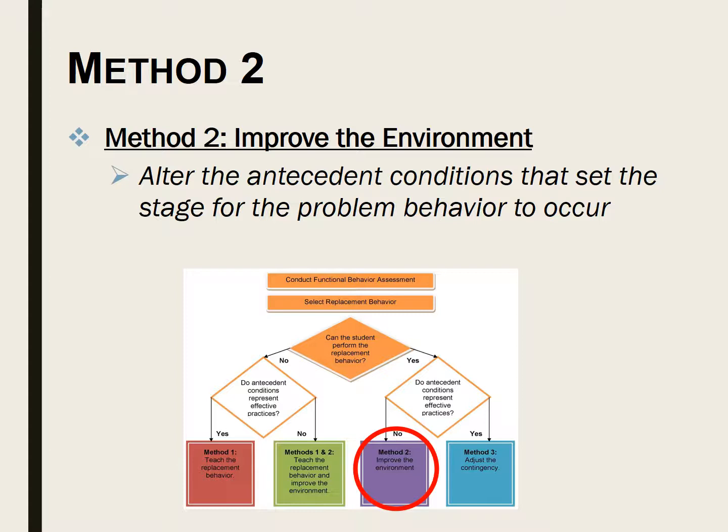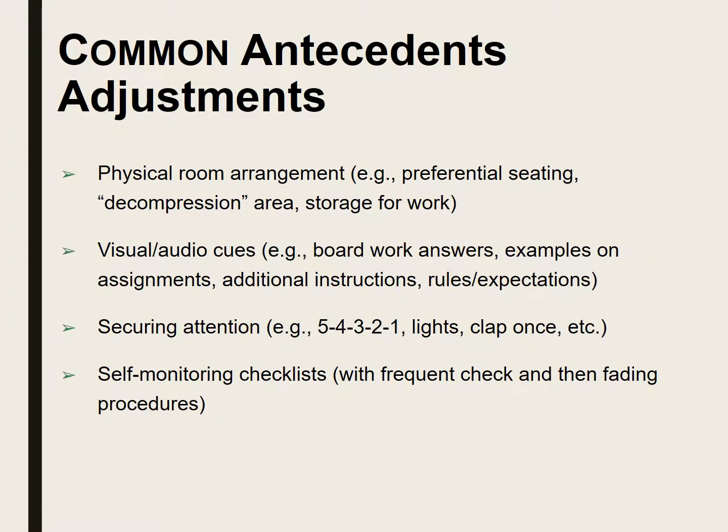If you have determined that the student can perform the replacement behavior and antecedent conditions represent best practice, it's going to lead you to method number 2, which is improve the environment. This is where you as the teacher need to alter the antecedent conditions, the conditions within the classroom, that are setting the stage for the problem behavior to occur.